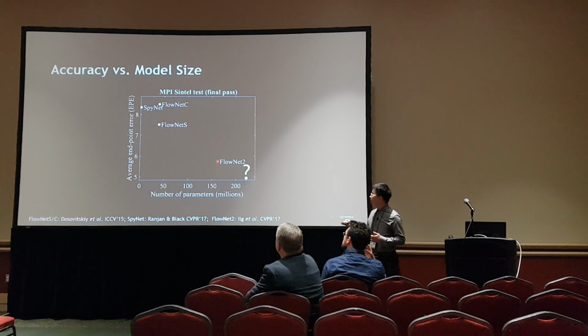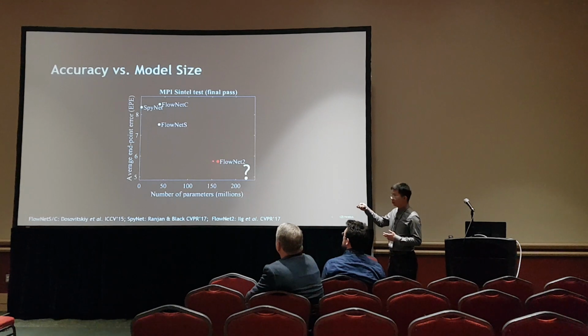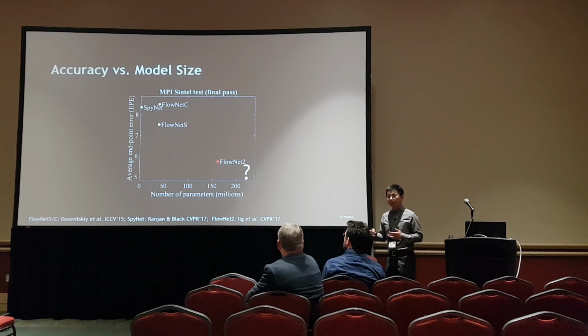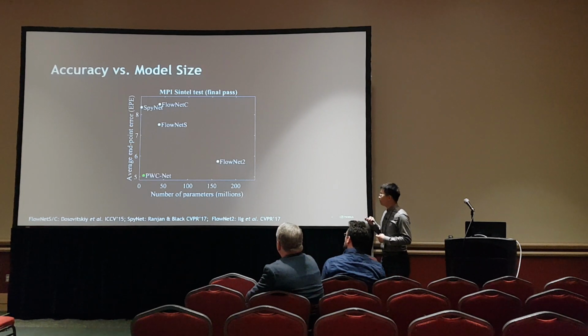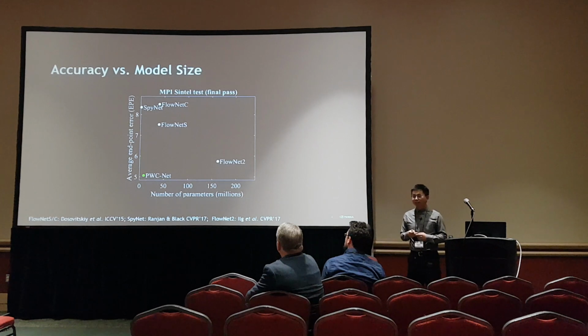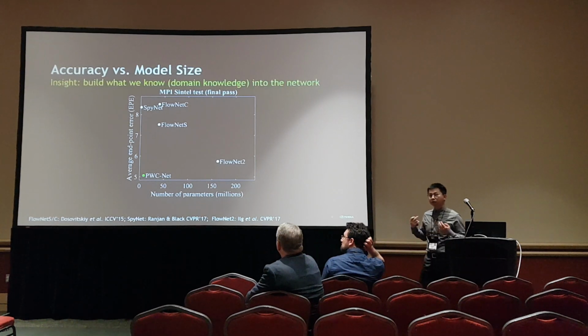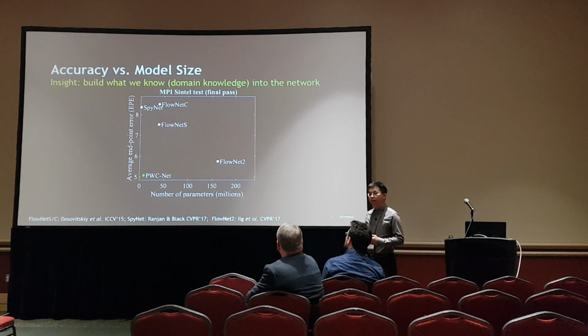It seems like we need a much bigger model than FlowNet 2, which is already pretty big with 160 million parameters. And surprisingly, I will present PWC-Net, which is very compact compared to most models, but very effective. It actually outperforms the published state-of-the-art. So what's the secret? The insight is to build what we know about optical flow, the domain knowledge, into the network.